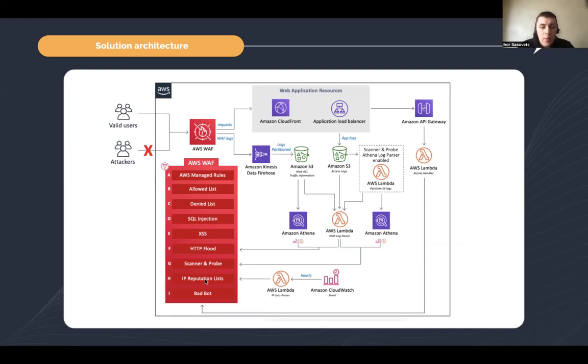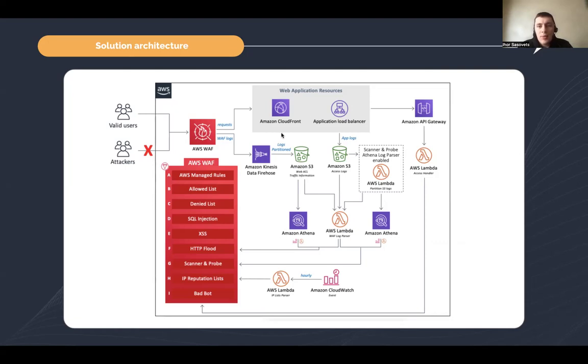We also have one interesting rule called IP reputation list. It uses some external resources for threat intelligence and constantly, on an hourly basis, updates its list of malicious IP addresses. Then it uses this list of IP addresses to block requests from them. And that's why we constantly have an up-to-date list of possible threats and can react to them effectively.